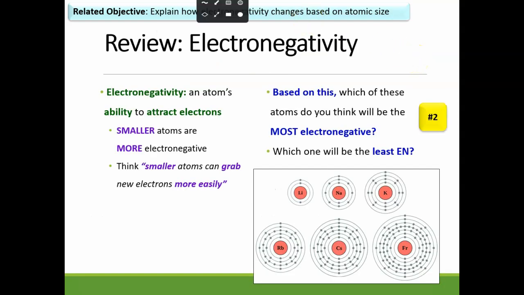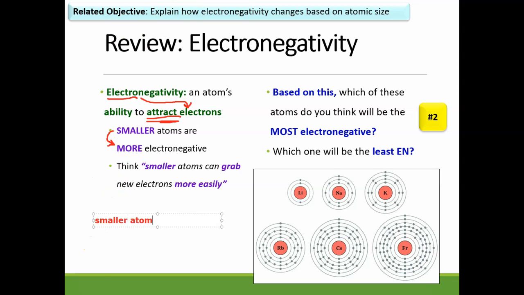Okay, so let's go ahead and review the term electronegativity. Remember, electronegativity has that root word electro, so we can actually know that it's related to electrons. Specifically, it's an atom's ability to attract electrons. Now, remember that this is kind of a weird thing to think about, but the smaller atoms are, they're actually more electronegative.